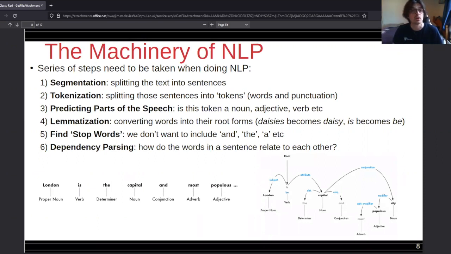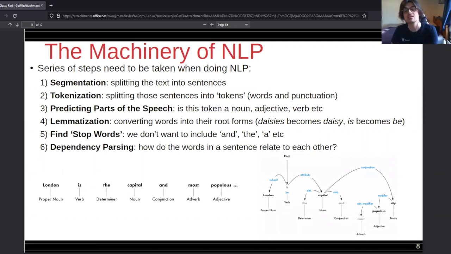We want to find stop words. We don't want to include things like and, the, a, that sort of stuff. And dependency parsing as well. How do the words in a sentence relate to each other? You can see on the bottom right here that I think this is a really good representation of this. If we use the phrase, "London is the capital and most populous city," London is our subject. It's a proper noun.